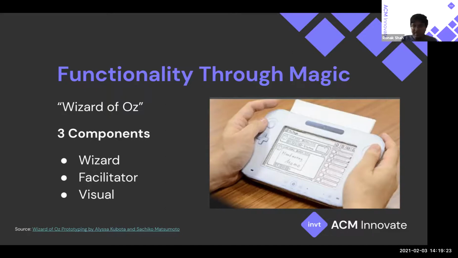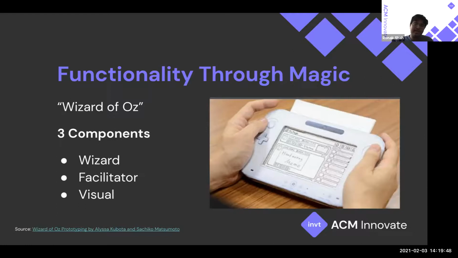Like in this example here, this is a prototype for the Wii U. The person who's testing is just messing around, and the facilitator says, okay, hey, you want to open up a game. If the person taps on the game, the wizard will secretly swap out the pieces of paper. The goal with Wizard of Oz testing is you can create the experience with really low effort.